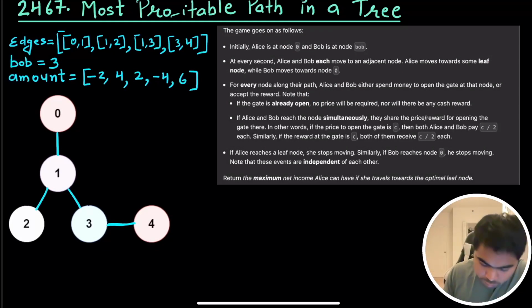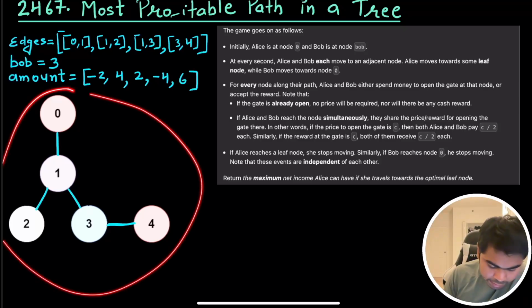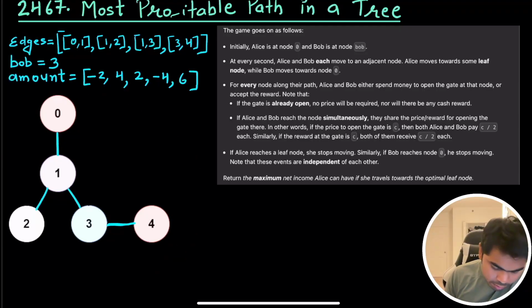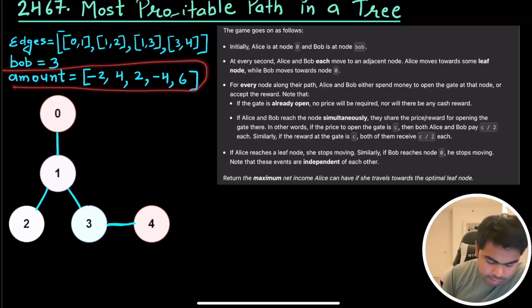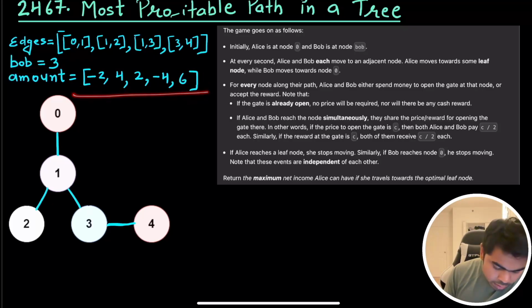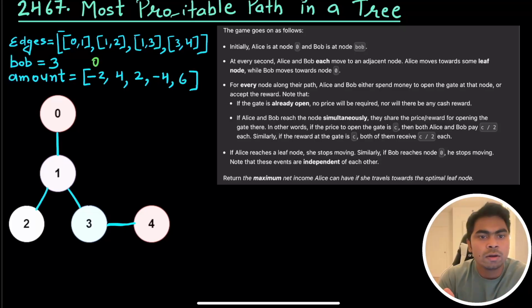So far we have understood that we are given an undirected graph, where we are given edges, where these pairs of values in edges connect those two nodes. We are also given an amount array, which is the same size as the graph, and for each node there is an amount, a price that players receive when they open the gate. So it's part of the game.